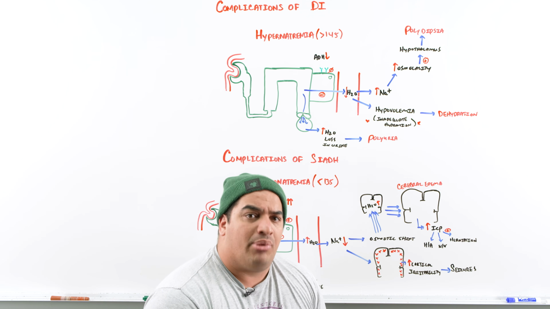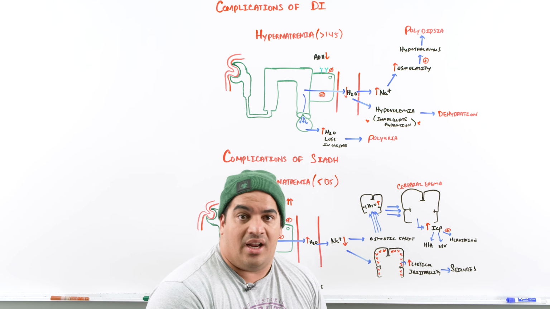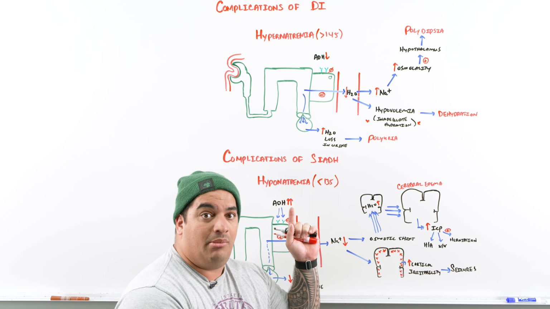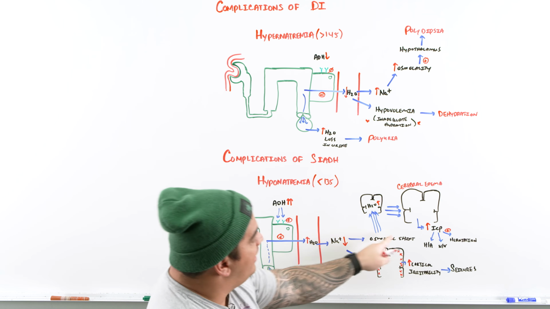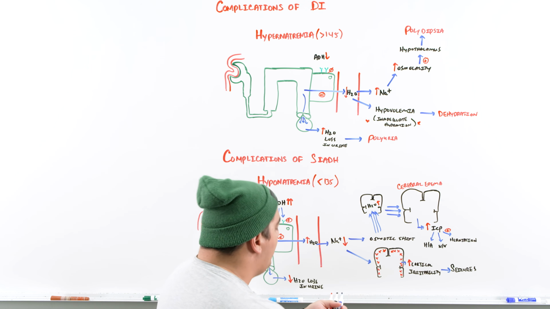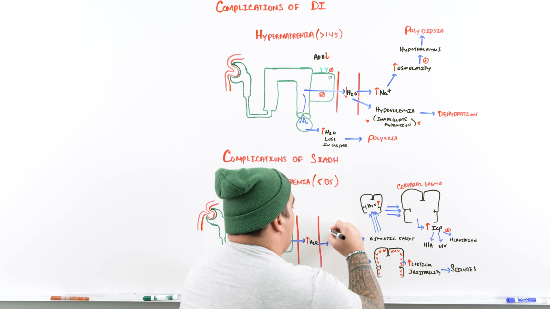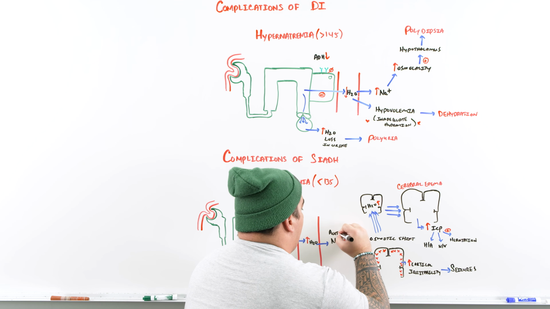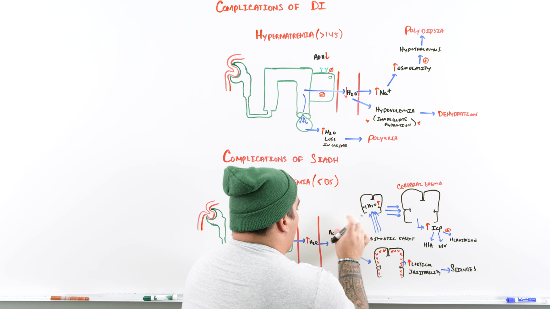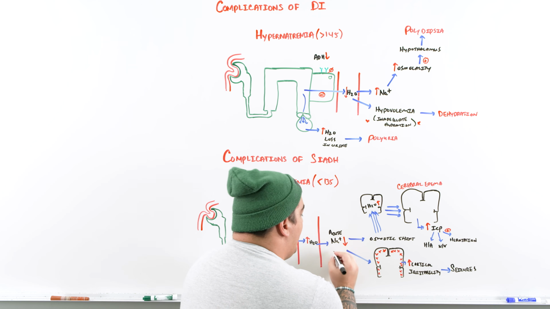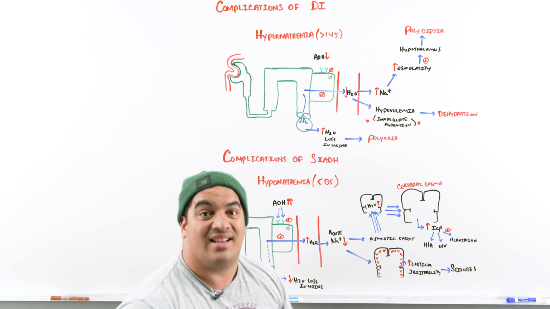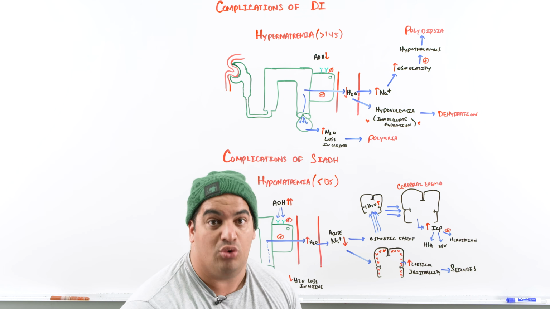So two common presentations that you can see in the worst case scenario of SIADH associated with hyponatremia are seizures and cerebral edema. However, this type of effect here really only occurs when the sodium drops acutely. So we would say if there's an acute drop in sodium, or if the sodium dropped to the point of where it's less than 120, but usually it's whenever there's acute drops.